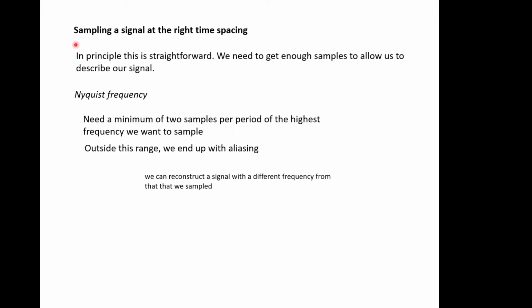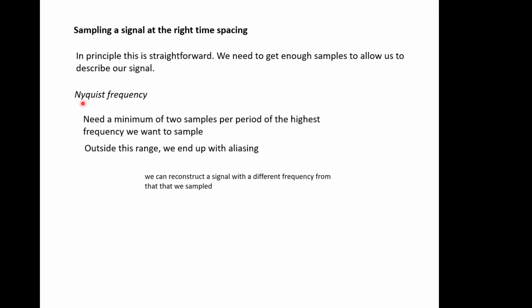So we need to be able to sample a signal at the right time and get the spacings right. So in principle this is straightforward. We need just to get enough samples to allow us to describe our signal. Ideally we won't want to go mad, and we won't want too many samples, because that just makes life harder for us. So we have to understand where's the limit, what's the minimum number of samples that we can get away with of our signal and still be able to say that it is a representation of our signal.